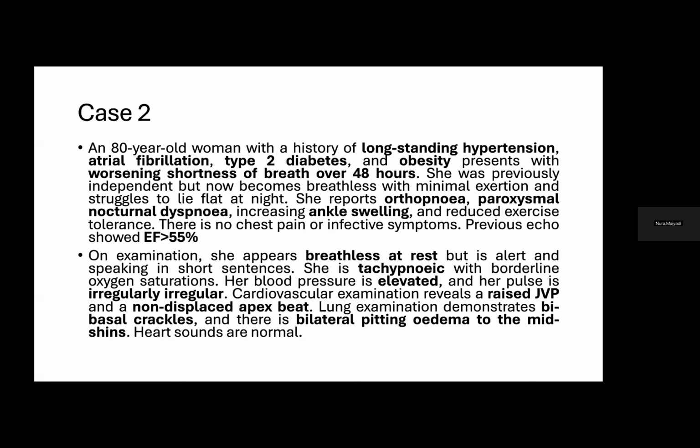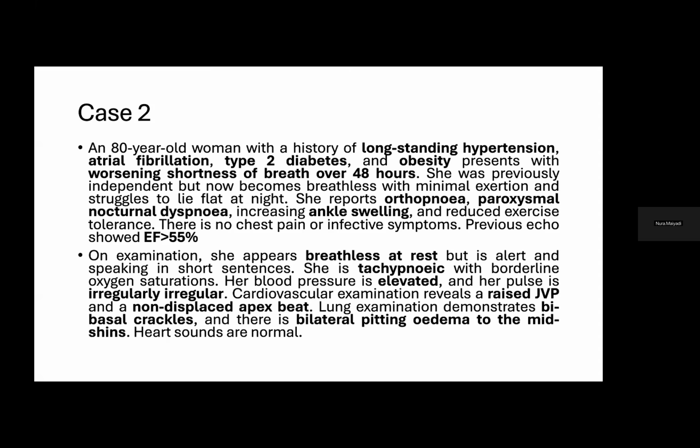So this is an 82-year-old lady who's known to have hypertension, AF, type 2 diabetes, and she's obese. Now she's presenting to you in clinic. She's presenting to you in AMU. And yes, you're seeing her. Oh, she's on the ward.